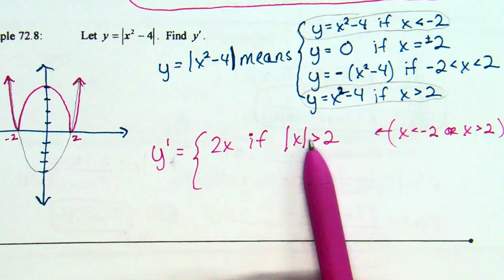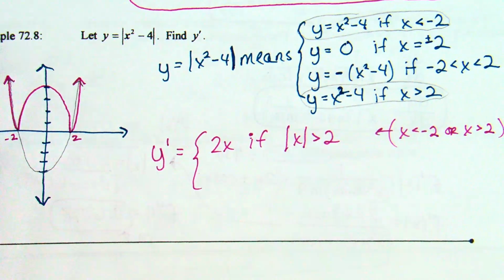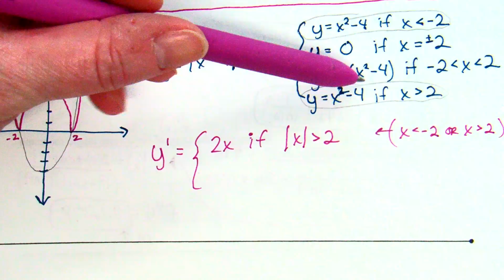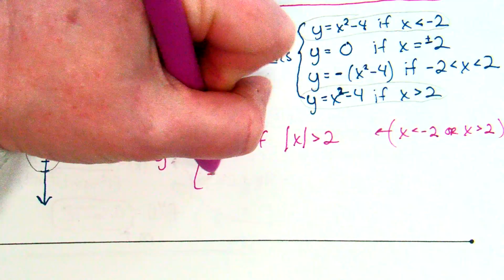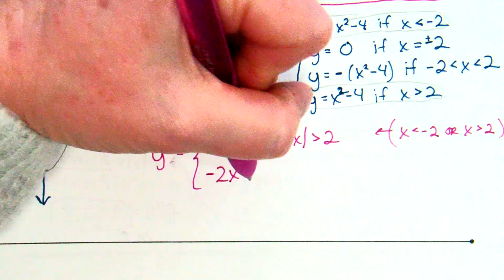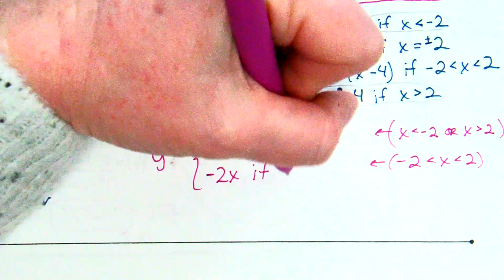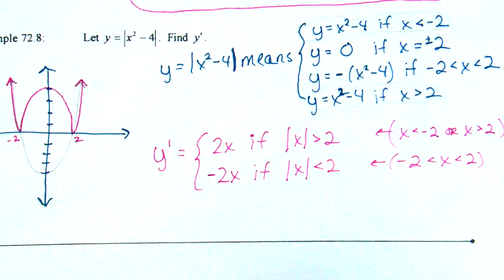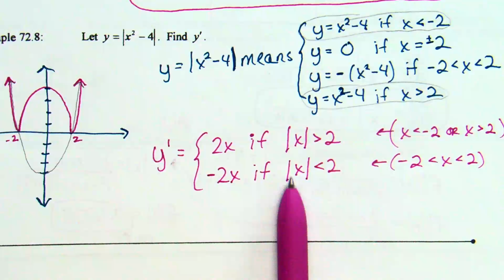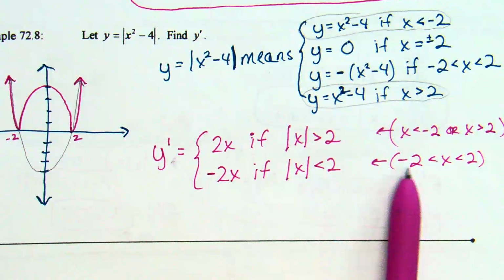Derivative of negative x squared plus 4. What's the derivative of negative x squared plus 4? That's going to be negative 2x. Now, you can write if you want negative 2 less than x less than 2. What's the shortcut I'm going to show you? Absolute value of x less than 2. Because if you remember, absolute value of x less than, that's an and statement. It's less than 2 and greater than negative 2, which can be rewritten as an and statement with x in the middle.